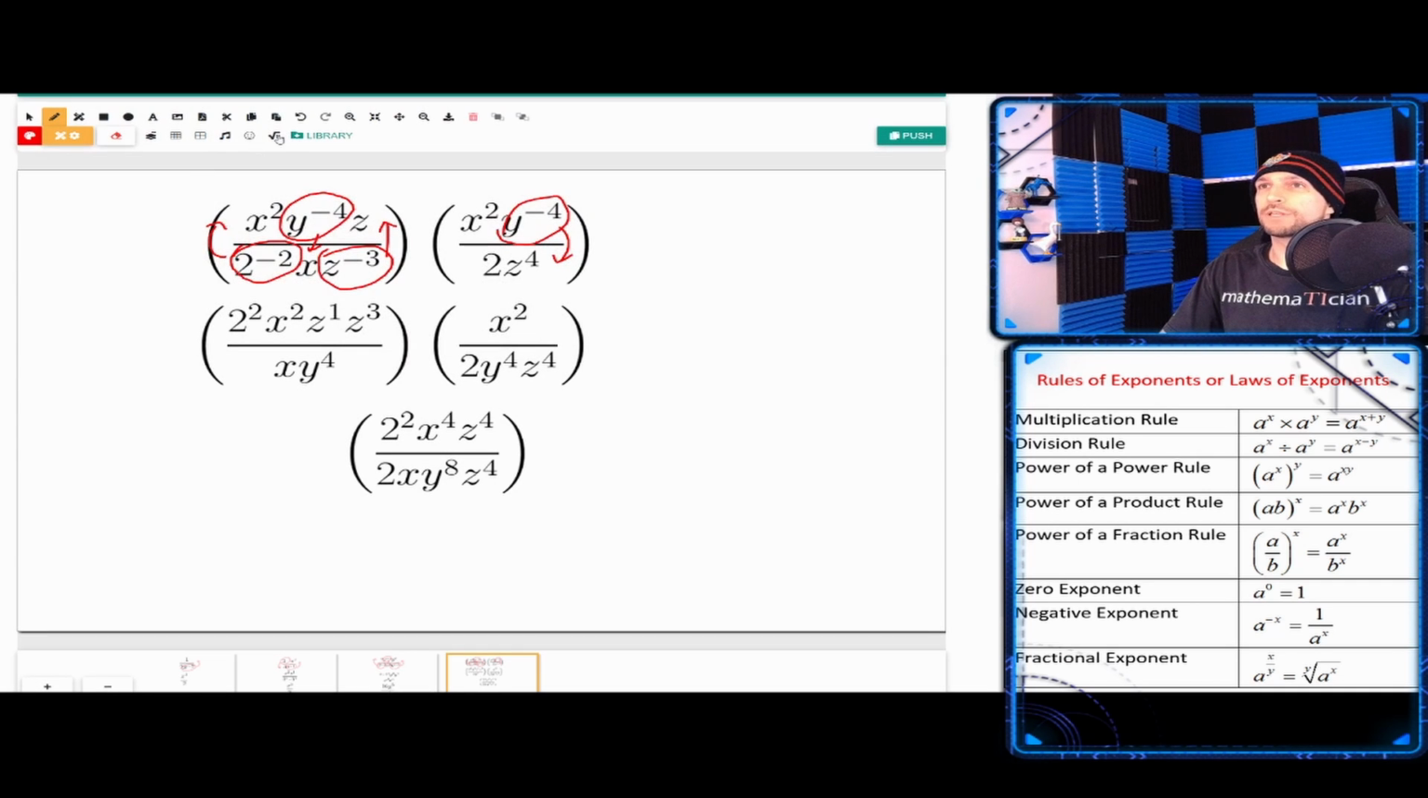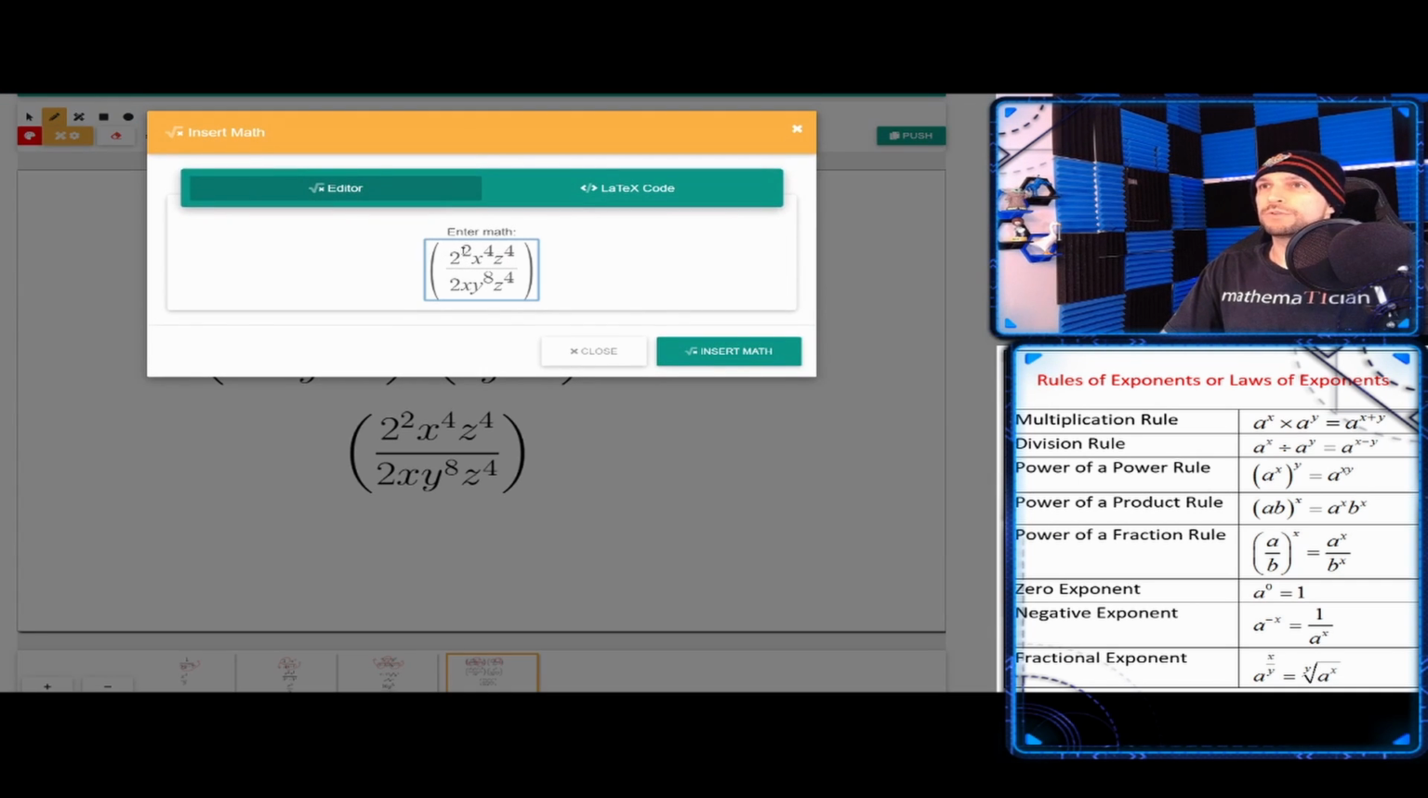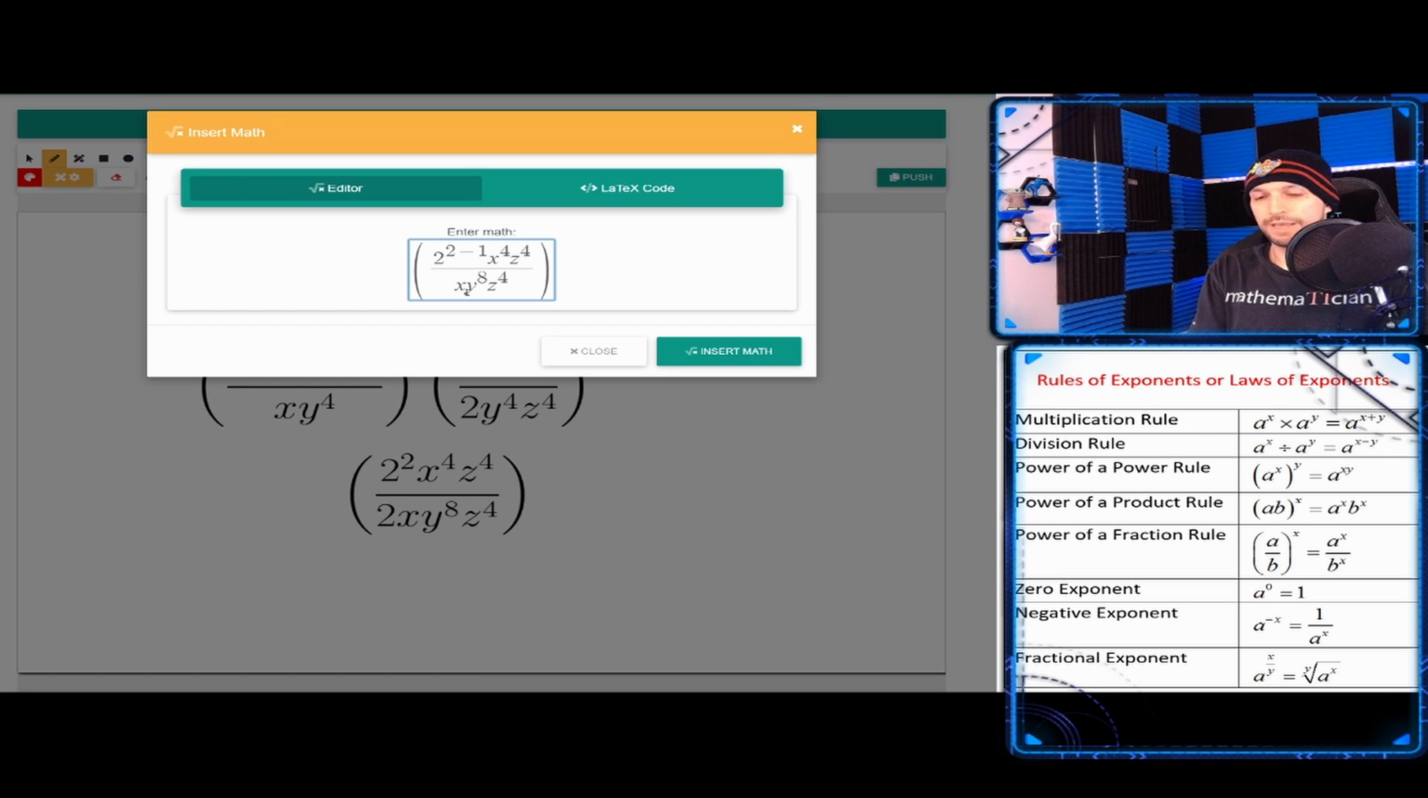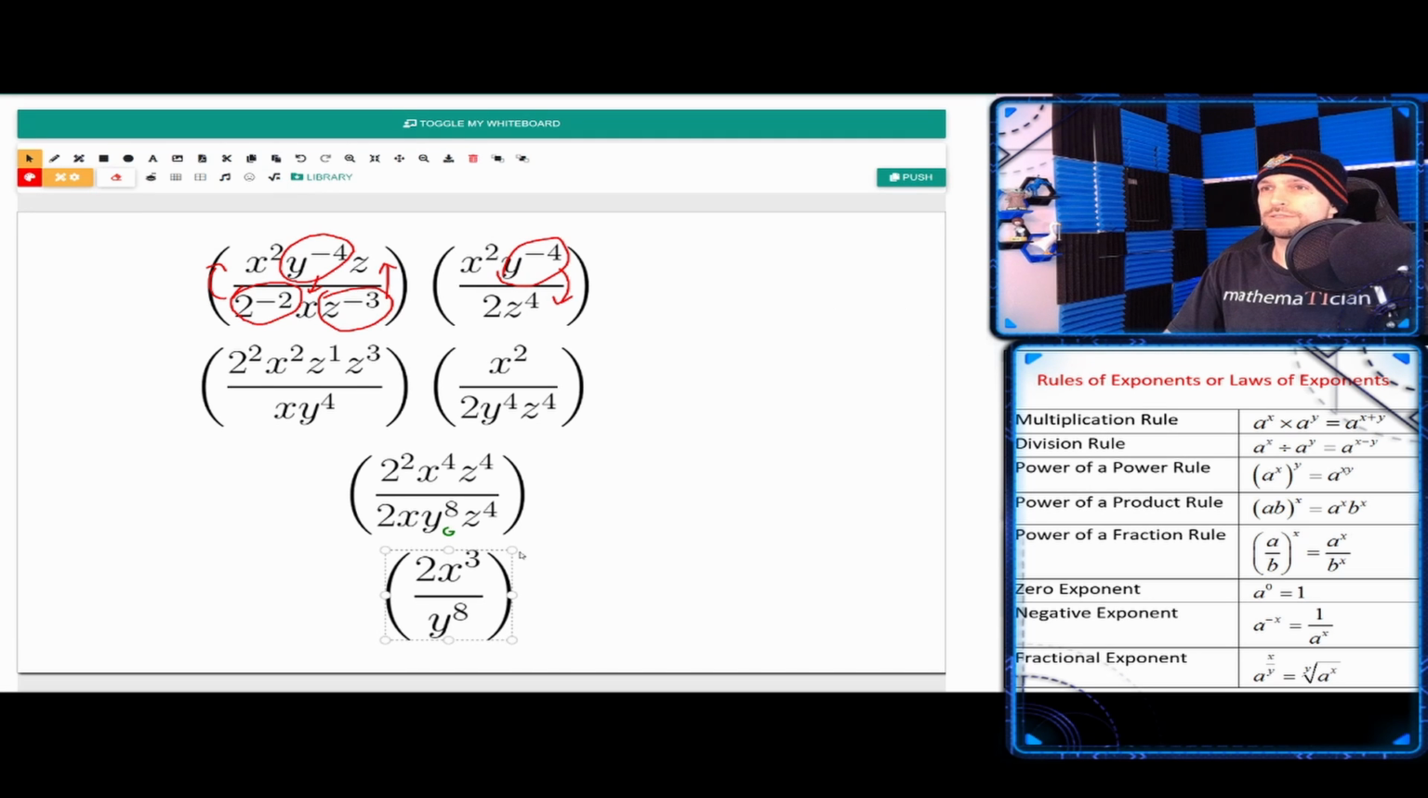Finally, let's simplify by using the quotient property. 2 to the 2 divided by 2 to the 1st is going to be 2 to the 2 minus 1. x to the 4 divided by x to the 1st is going to be x to the 4 minus 1. I don't have any y's in my numerator, but I do have z's in both the numerator and denominator. And there's 4 in the numerator and in the denominator, so we can cancel all of our z's. 2 to the 2 minus 1 is 2 to the 1, or just 2. x to the 4 minus 1 is x to the 3. So all that mess simplified as just 2x to the 3, y to the 8.